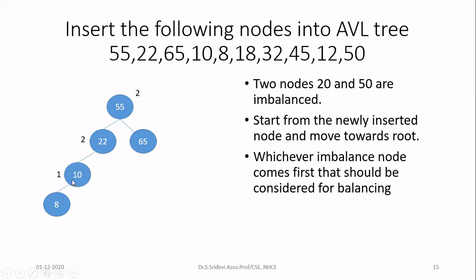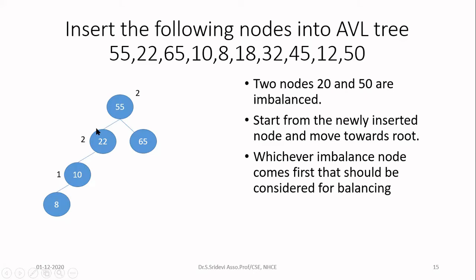For 10, it is 1. For 22, it is 2. How it is 2 is, in the left subtree, the longest path is 2. In the right subtree, nothing is there. So 2 minus 0 is 2. Then for 55, in the left subtree, we have 3 links. In the right subtree, we have 1 link. So 3 minus 1, it is 2.